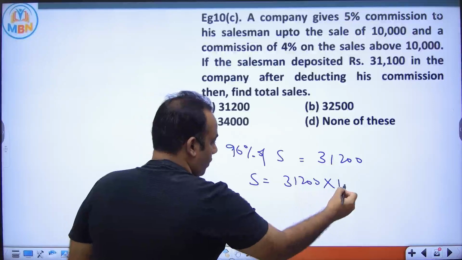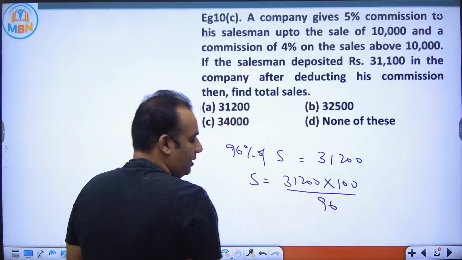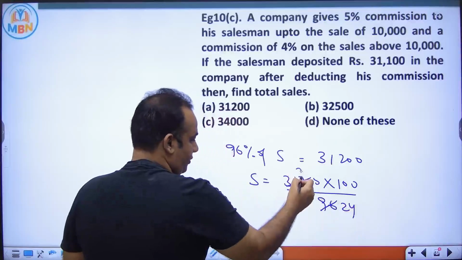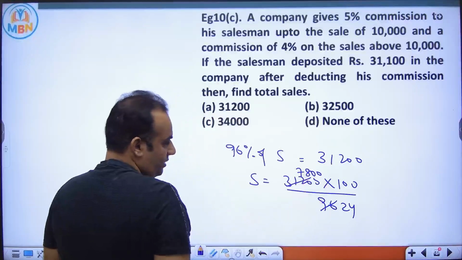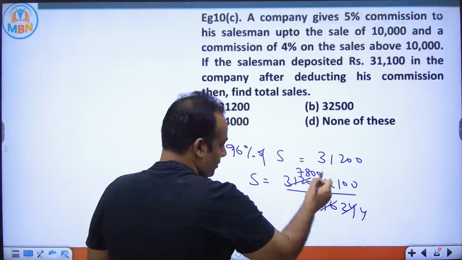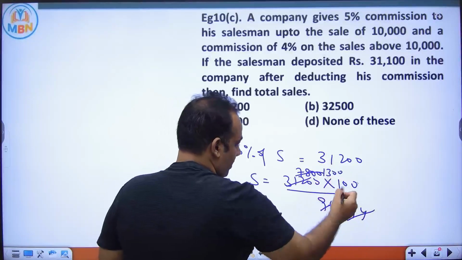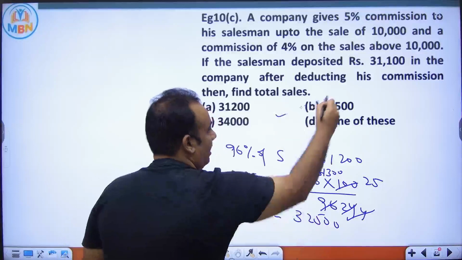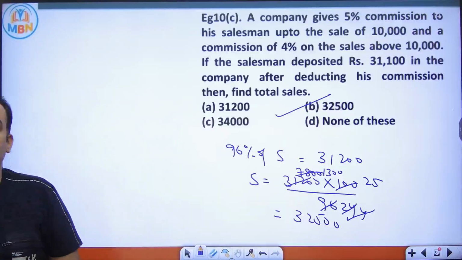31200 into 100 by 96. If you cancel by 4, this is 24. If you cancel by 4, this is 7,800. If you cancel by 6, this is 4. This is 1,300. And this is 25. So 1,300 into 25, this is 32500. So the answer is B option.